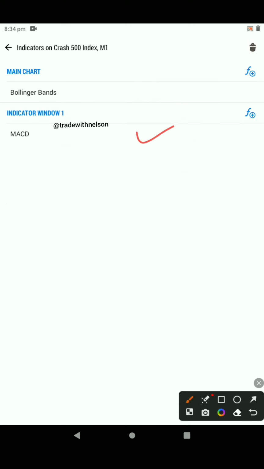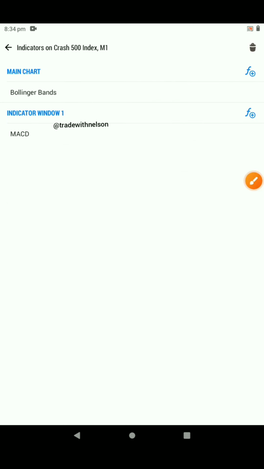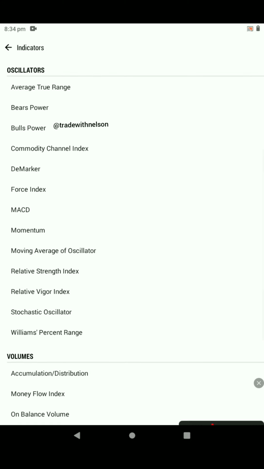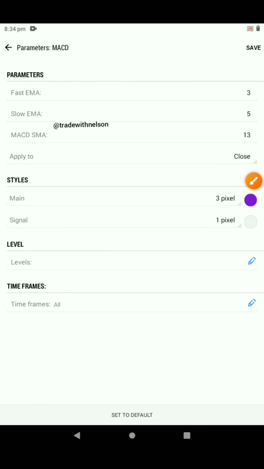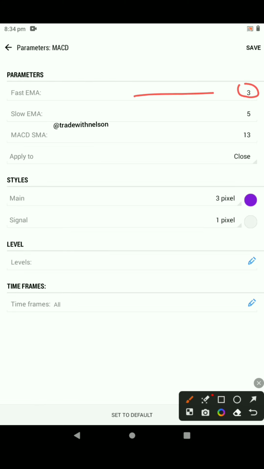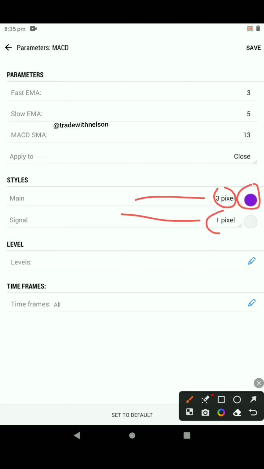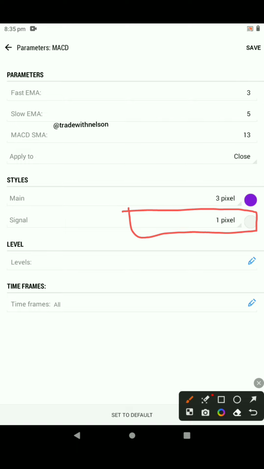To select the second indicator, click on the F icon on the main chart. Scroll down a bit. This is your MACD. Click on that. Make your fast EMA 3, slow EMA 5, MACD SMA 13, apply to close. Make your main style 3 pixels, select a color of your choice. The signal style to be 1, select the color of your background. So if your background is white, you select white like mine, and if your background is another color, select the color of your background. The reason why we do that is because we have no use for the signal. After that, click on save.